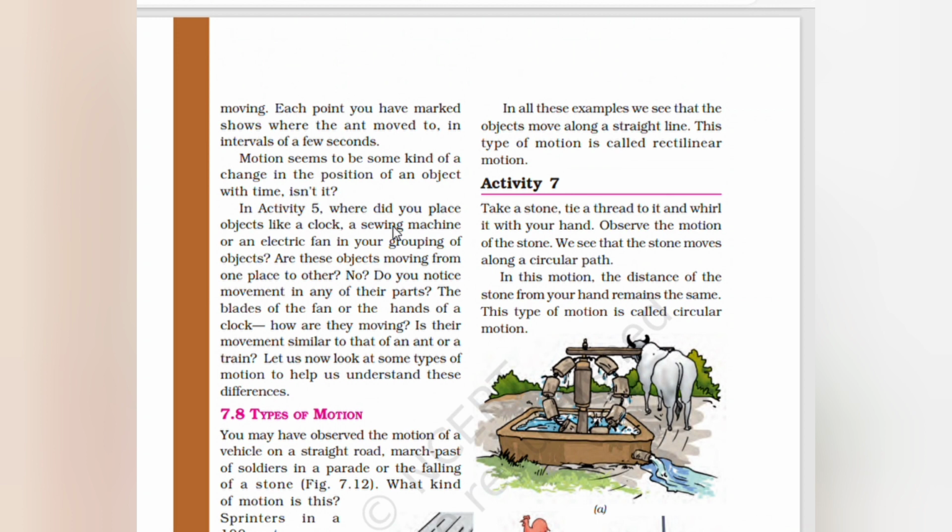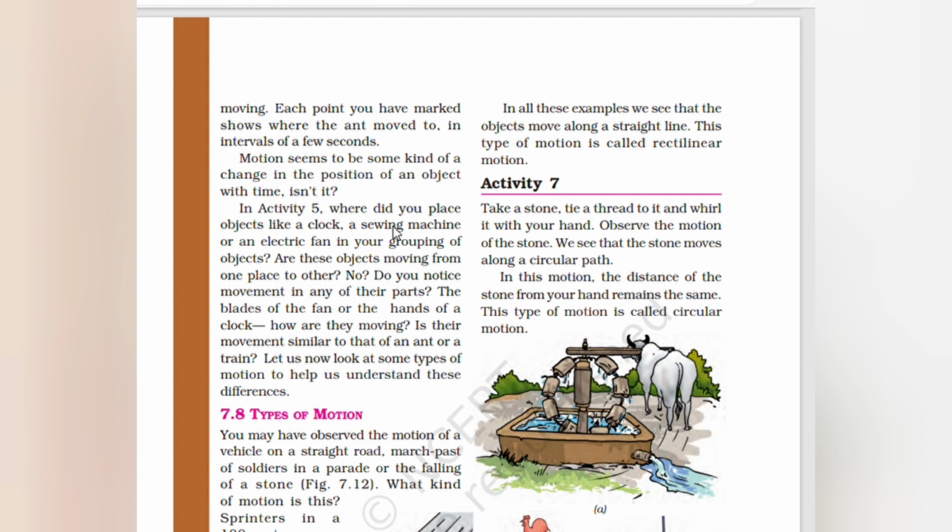Activity 7. Take a stone, tie a thread to it and whirl it in your hand. ഒരു കല്ലെടുത്തു, നൂല് കെട്ടി, എന്നിട്ട് നമ്മൾ കൈ കൊണ്ട് കറക്കുകയാണ്. Observe the motion of the stone. We see the stone moves along a circular path. അങ്ങനെ കറക്കുമ്പോൾ നമ്മൾ എന്താ കാണുന്നത്? വട്ടത്തിലാണ് അത് തിരിഞ്ഞുകൊണ്ടിരിക്കുന്നത്. In this motion, the distance of the stone from your hand remains the same. അല്ലേ? നമ്മുടെ കയ്യിൽ നിന്നും അതിൻ്റെ മോഷനിലുള്ള ഡിസ്റ്റൻസ് സെയിം ആണ്.